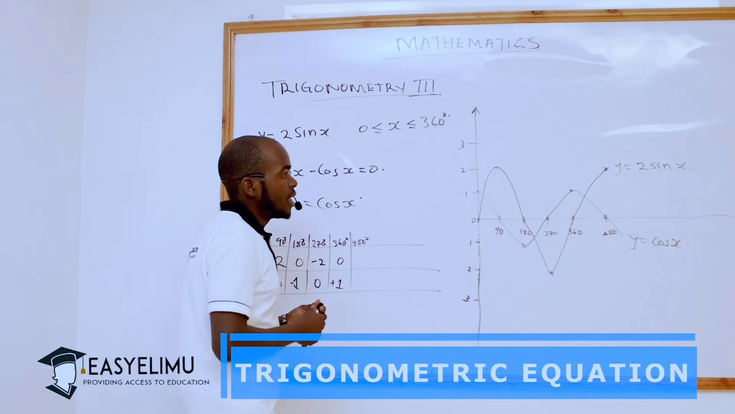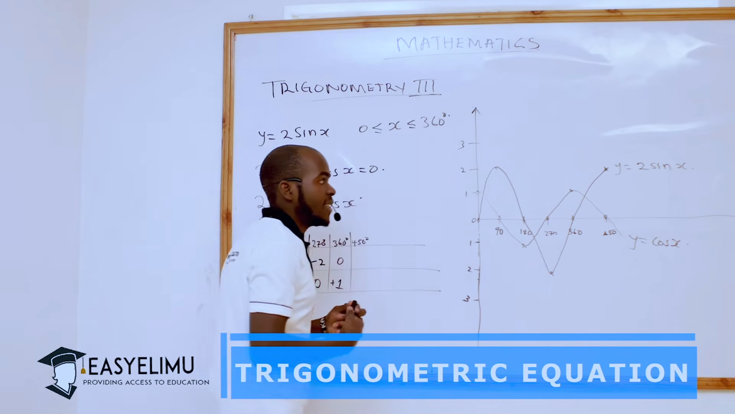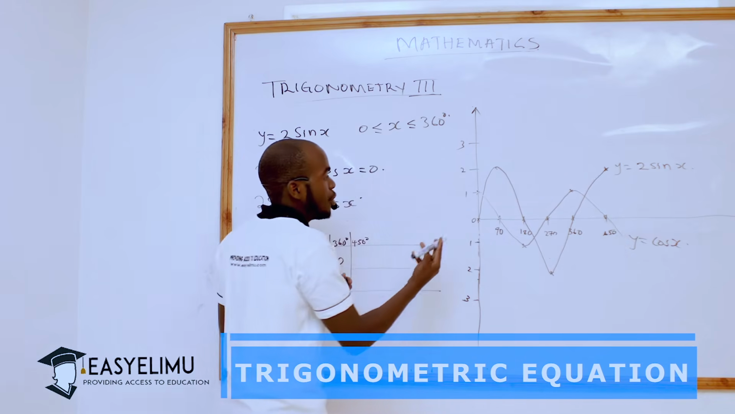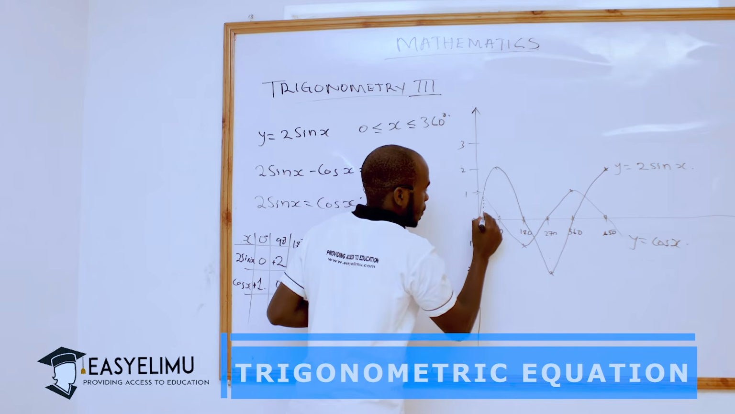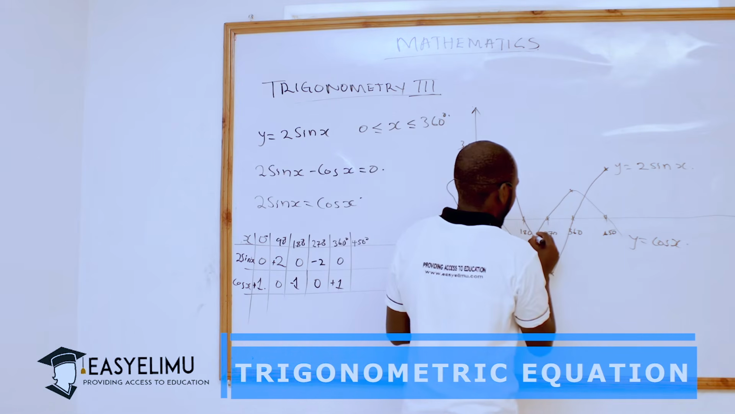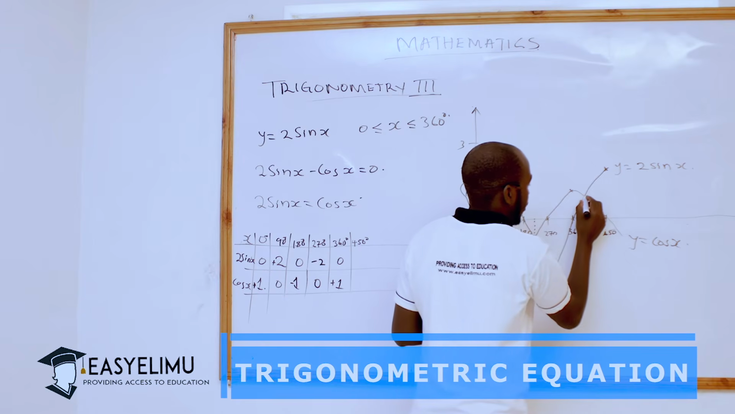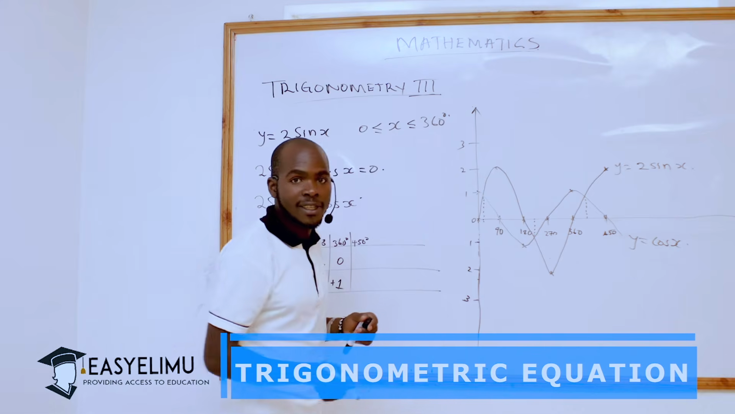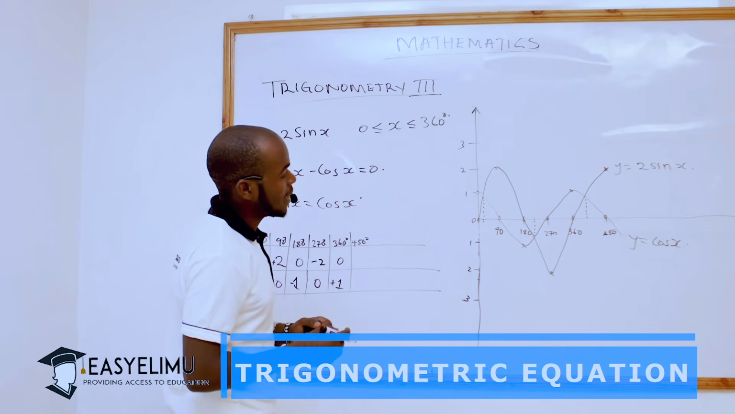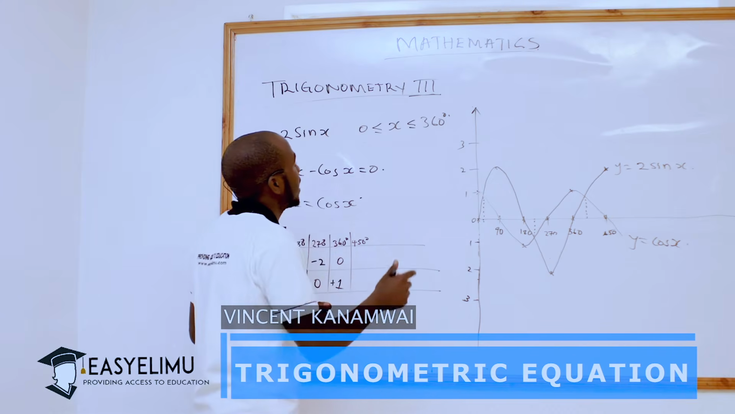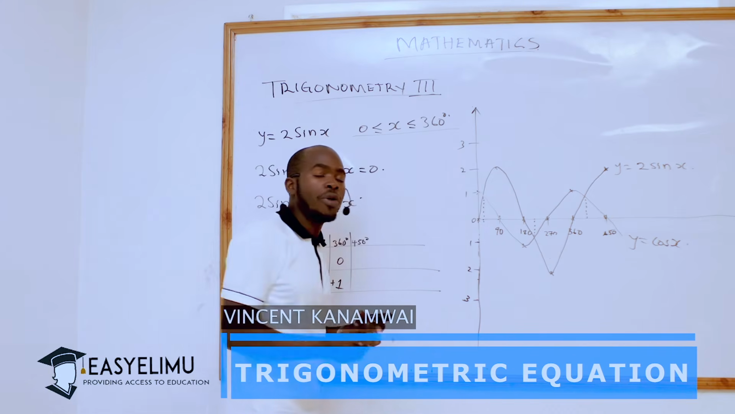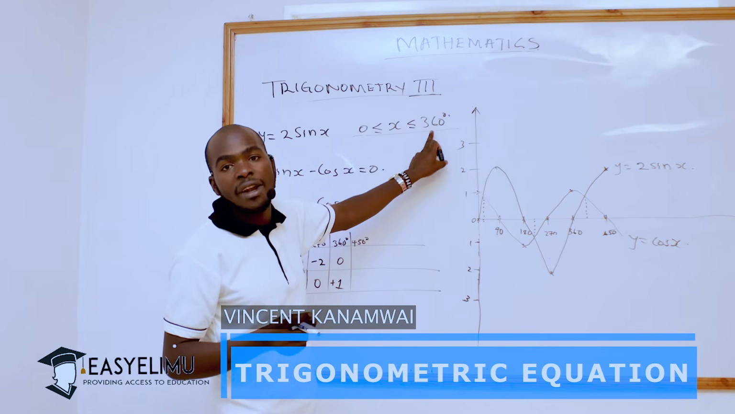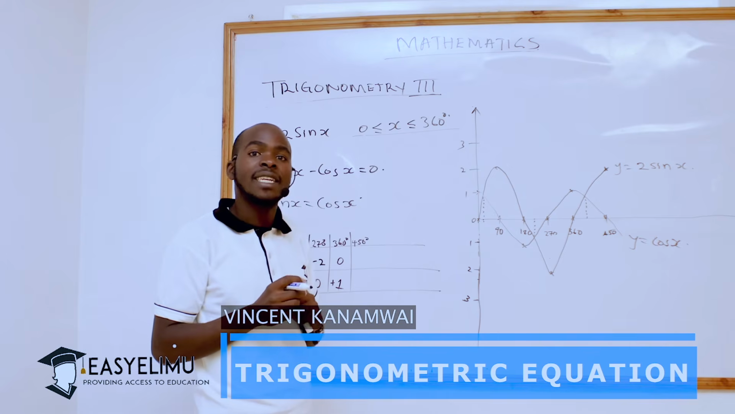For instance, y equals cos x is cutting y equals 2 sine x at a certain point here. At the same time, it cuts this at a certain point here, and also at a certain point here, and so on as the wave repeats itself. But in our case here, we are interested in the range at which the two waves cut each other between 0 and 360 degrees, as indicated in our range.